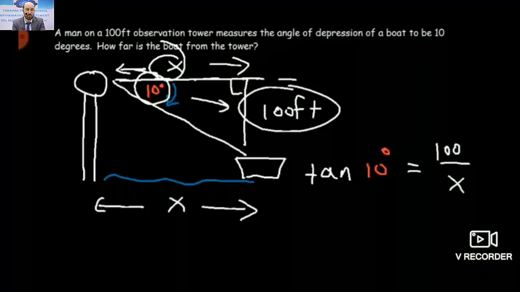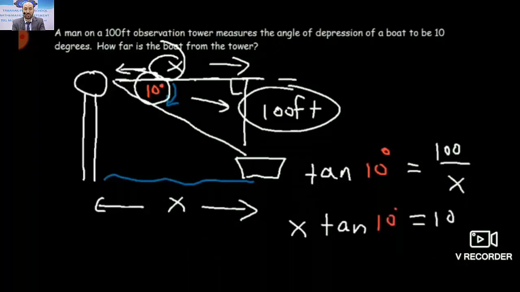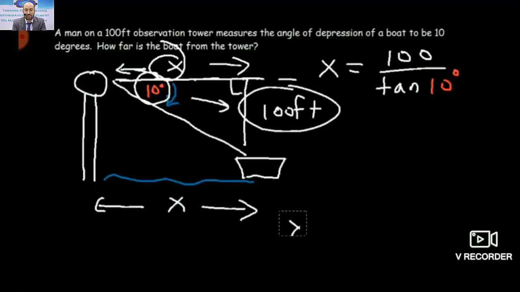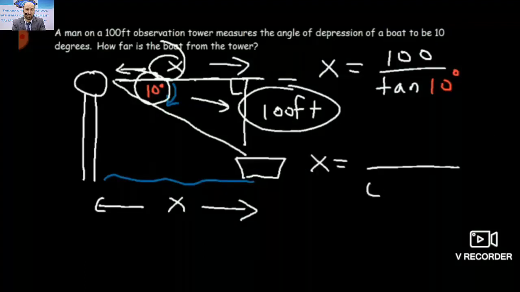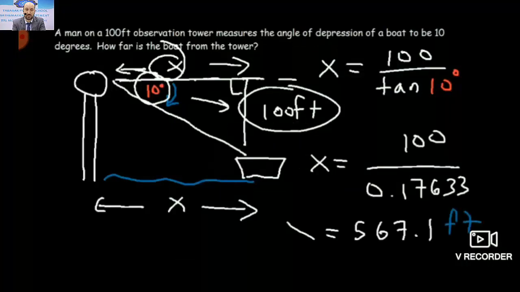After that we are going to make cross multiplication to find the value of x. So x tan 10 equals 100. After that, x equals 100 divided by tan 10, and now use your calculator to find it. Write it as it is in your calculator. It will be x equals 567.1 feet.